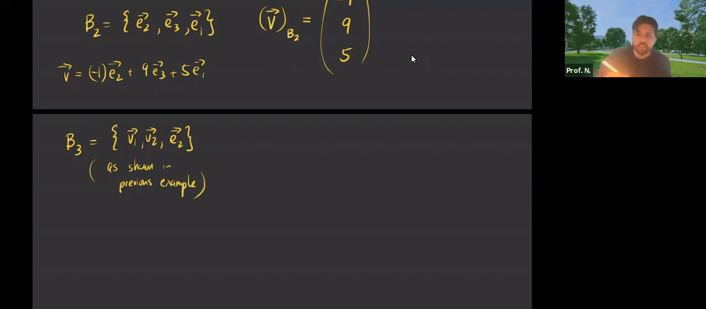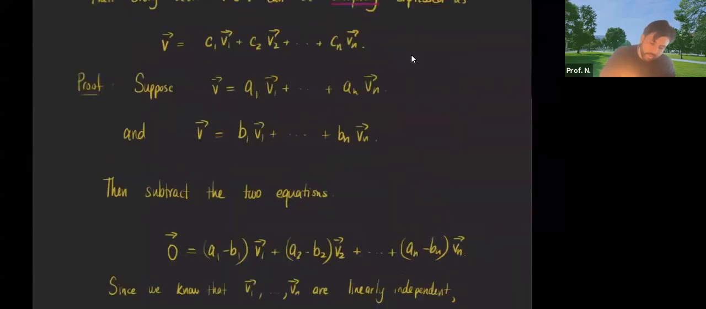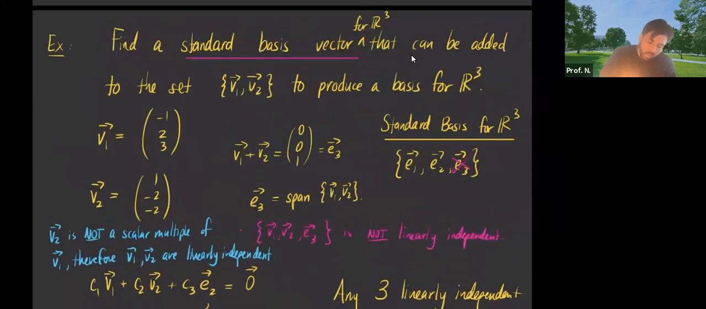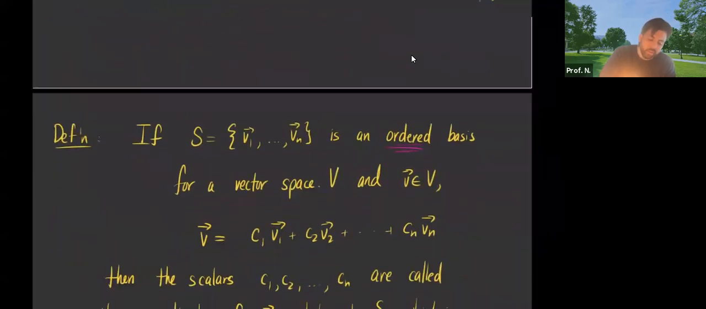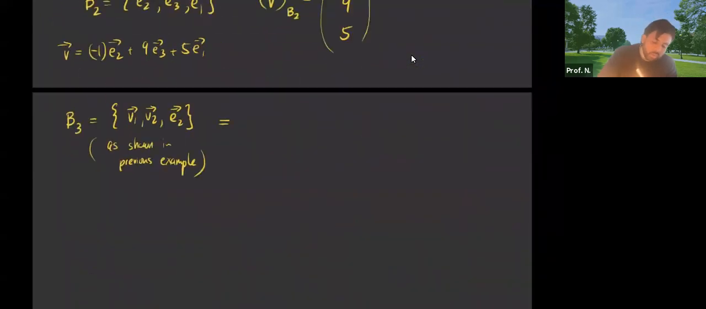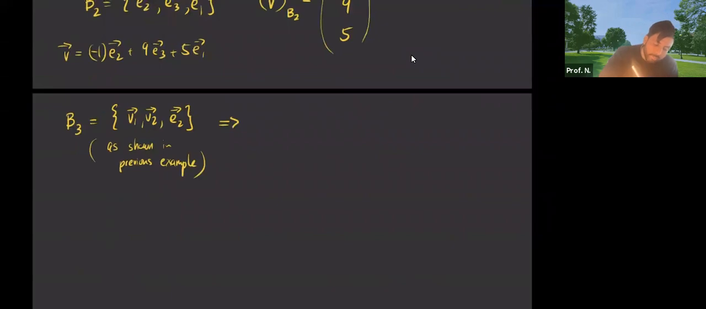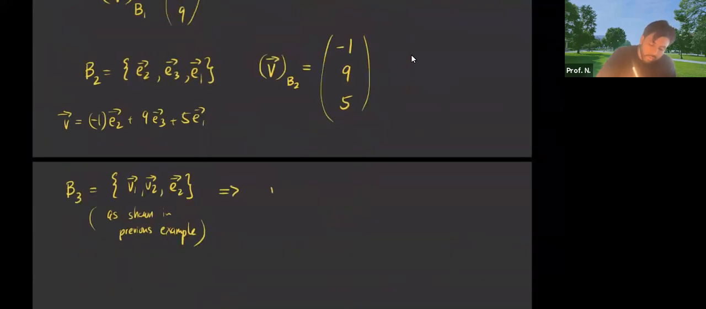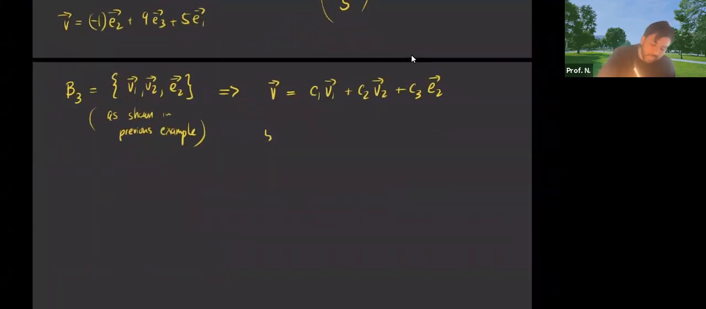Now we're talking about something completely different, right? V1 was what? I forget. V1 was -1, 2, 3. So I want to show what my new vector V is. What is V expressed as C1 V1 plus C2 V2 plus C3 E2? What is V again? V is 5, -1, 9, right?